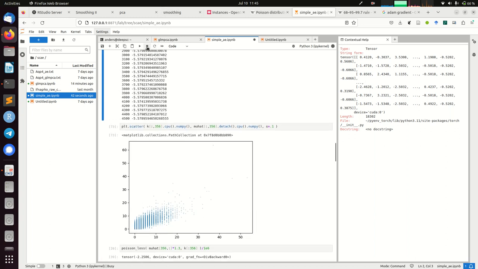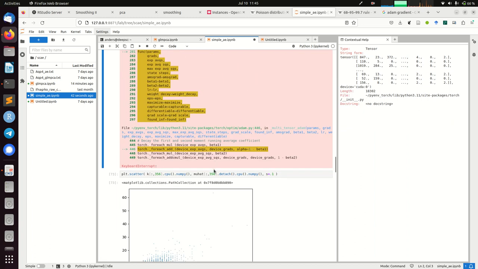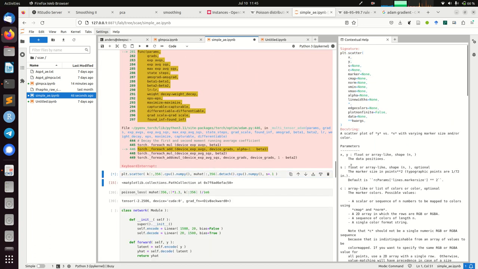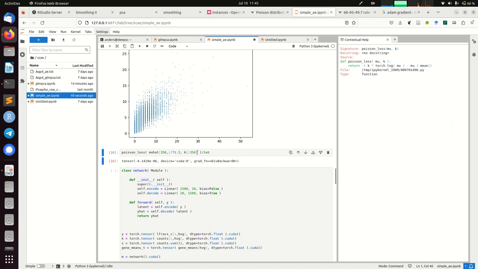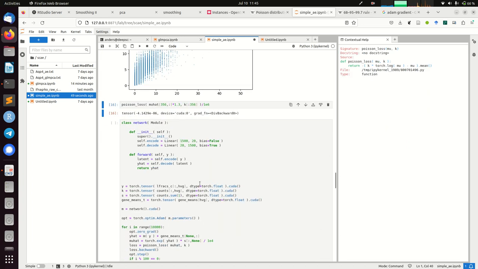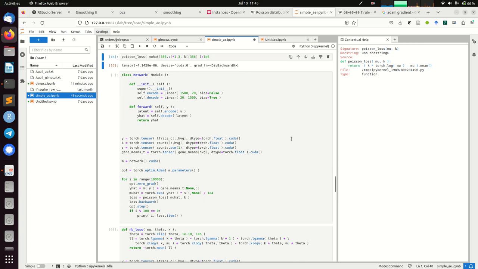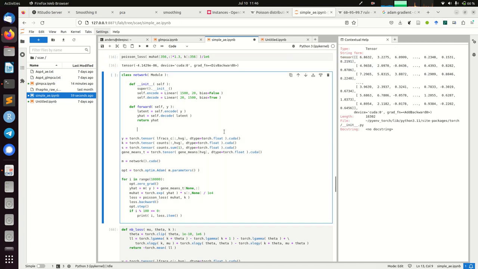I don't want to wait till 10,000. And I look here at the scatter plot. And yes, look at this thing, and what have I done here? It's still encoder, decoder, encode and decode. This is the same as we just had.